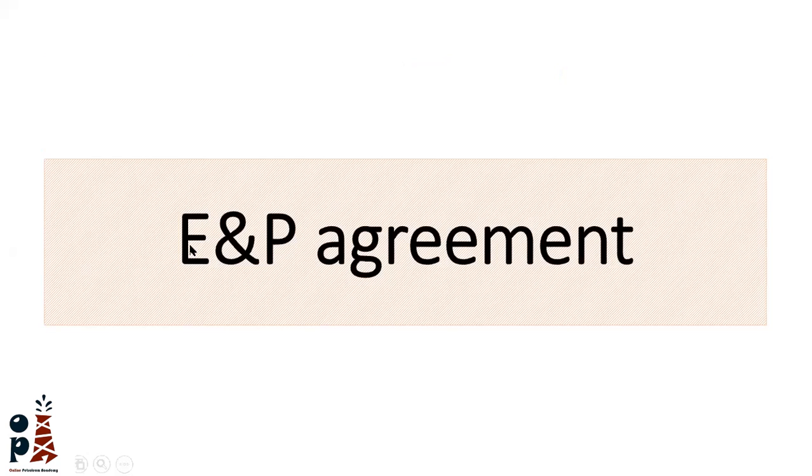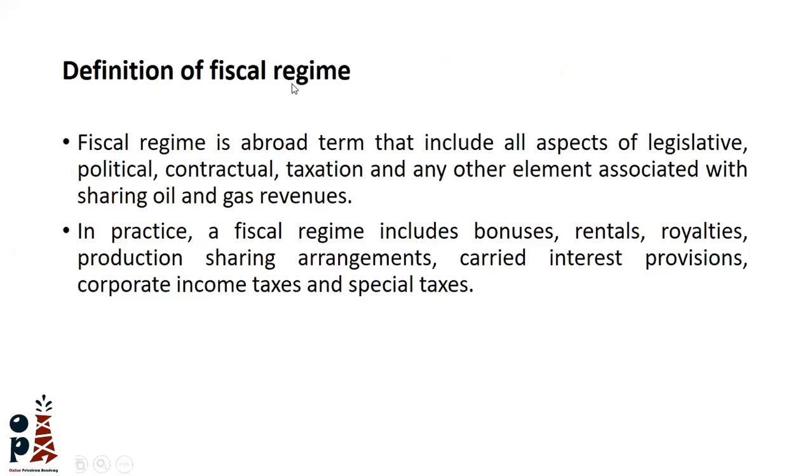So this section will talk about the exploration and production agreement, in which we will see how the fiscal regime is made. So what is the fiscal regime? Simply, it's a contract between two parts. The first part will be the government, and the second part will be the investor. It includes all terms like legal terms and political terms, taxation and contractual, and any other element associated with sharing oil and gas revenues.